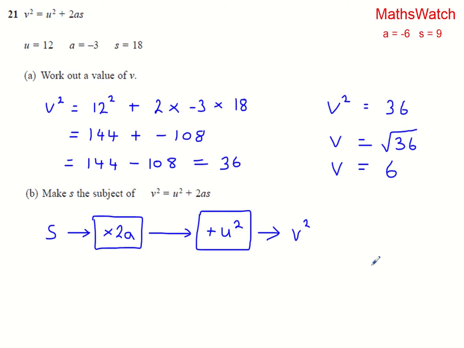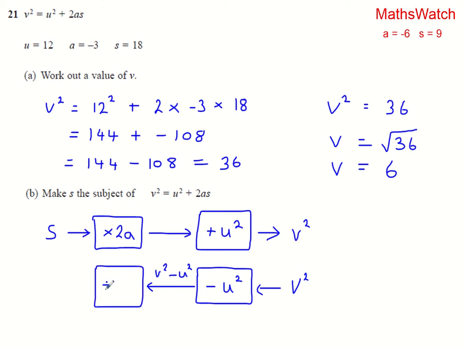In order to make s the subject of this formula, all we're going to do is put v squared backwards through this machine. So v squared is going backwards, which means that we do the opposite of what's in the boxes above. The opposite of plus u squared is minus u squared. So when that comes out of that box, we've done v squared minus u squared. Then the opposite of times by 2a is divide by 2a. So when that comes out, we've taken the v squared minus u squared and we've divided it by 2a. These two things are now equal, and so s is equal to v squared minus u squared divided by 2a.